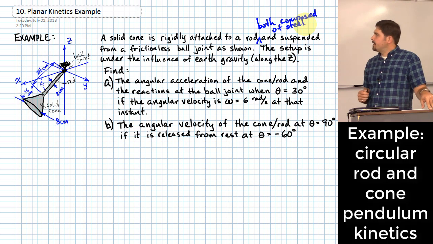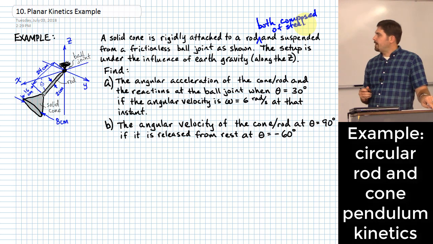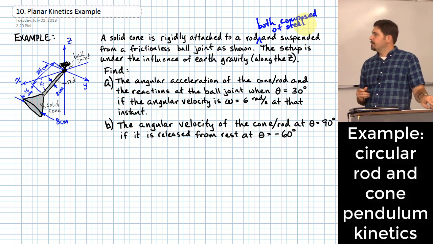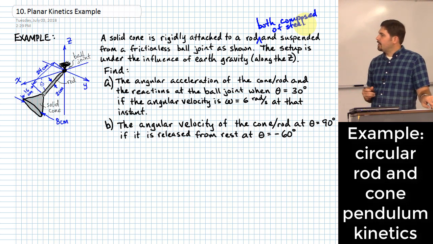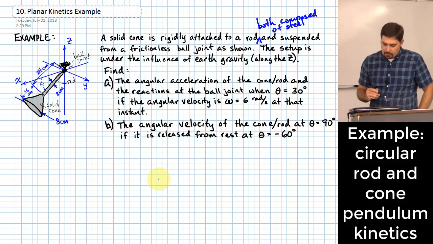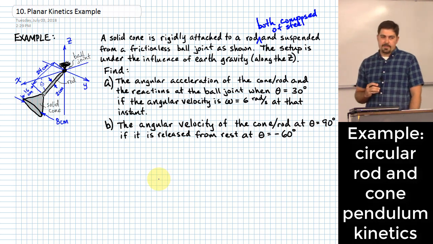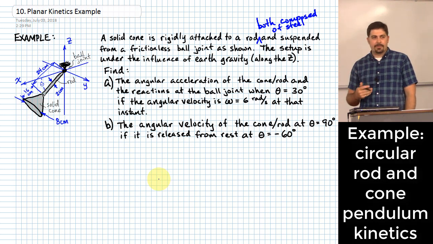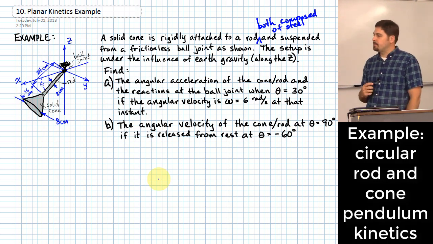So let's see here. The setup is under the influence of Earth gravity, which is directed downward along the z-axis. What we're supposed to do is, at this point in time that it's shown, where theta is equal to 30 degrees, find what the reactions are at the ball joint and what the angular acceleration is of this body around the ball joint. Although I don't have to actually specify that. Once I say angular acceleration, that just is what it is. It's just easiest to picture probably around the ball joint.